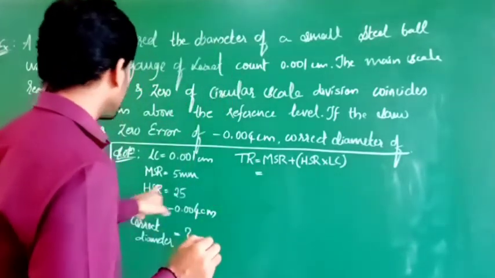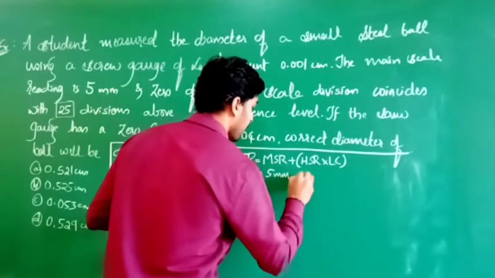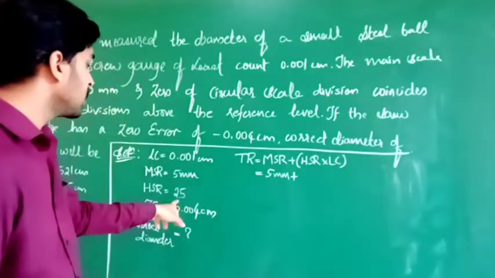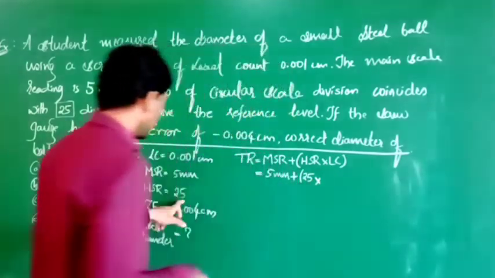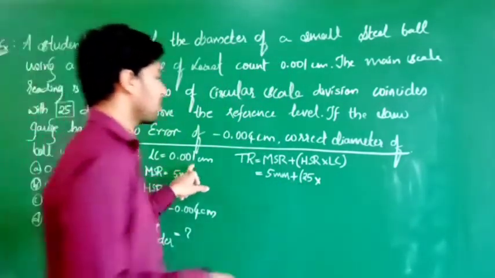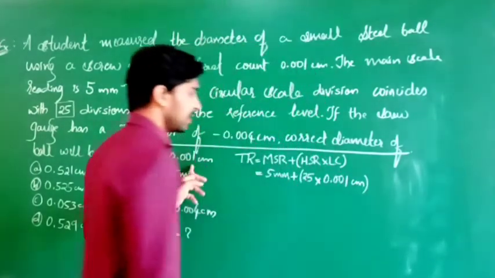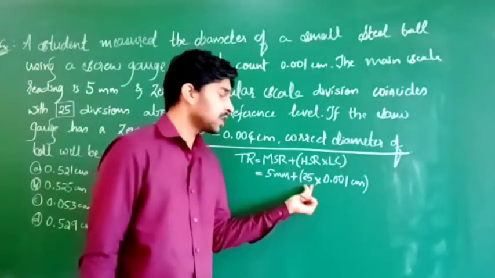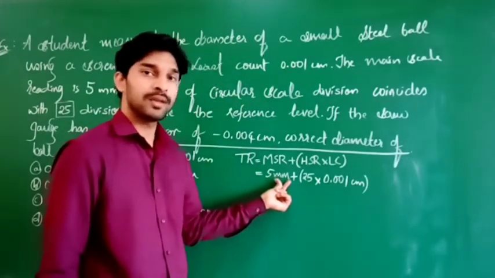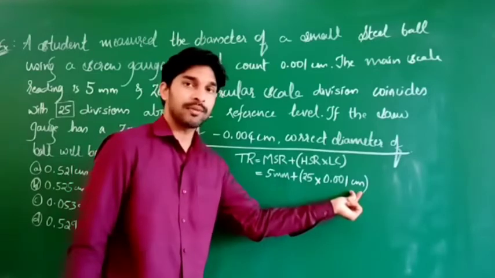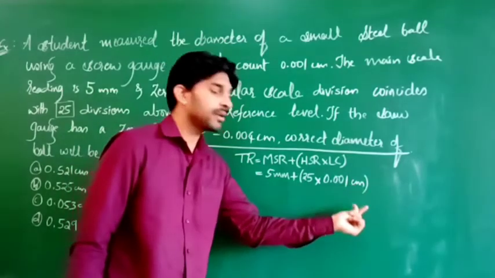So first we will calculate this total reading. What is MSR? 5 millimeter given to you, plus HSR value, how much? 25. HSR value given to you, into least count value, how much now? 0.001 centimeter. Remember, 25 is just a number. You are multiplying with a quantity which has centimeter unit, and here you have millimeter unit. You cannot add millimeter and centimeter directly. Either convert millimeter to centimeter, or centimeter to millimeter.